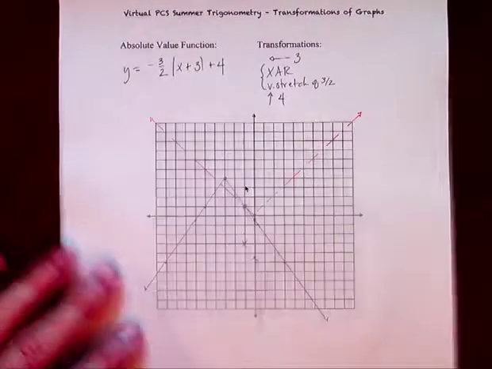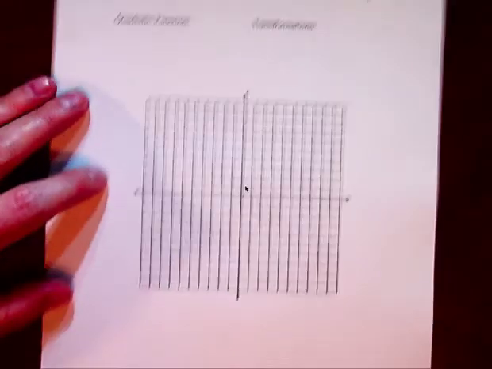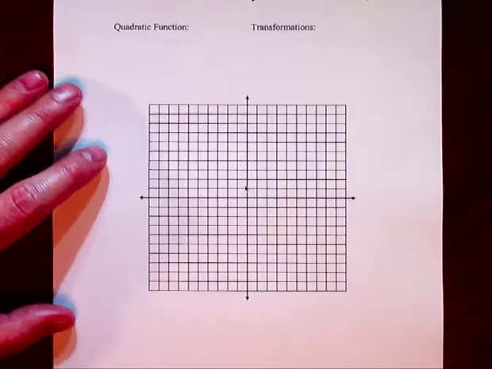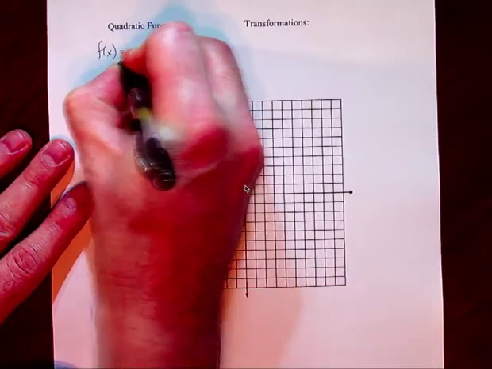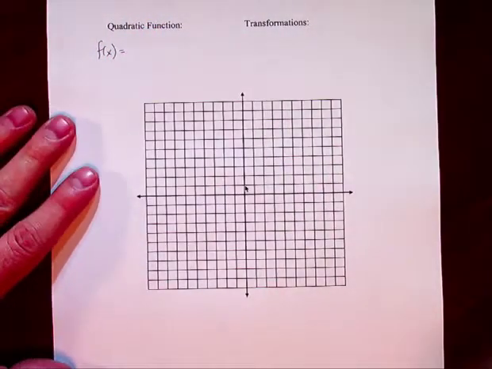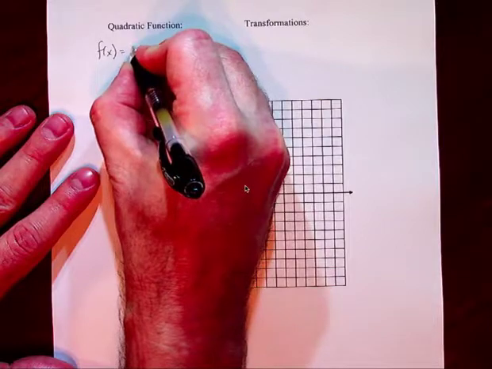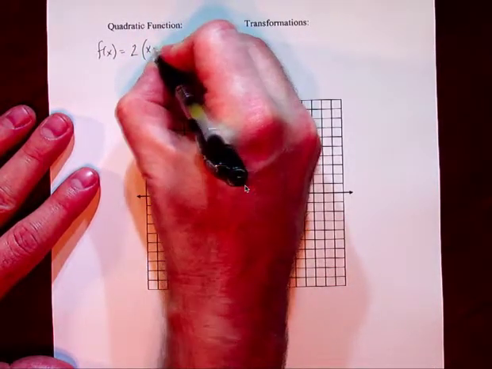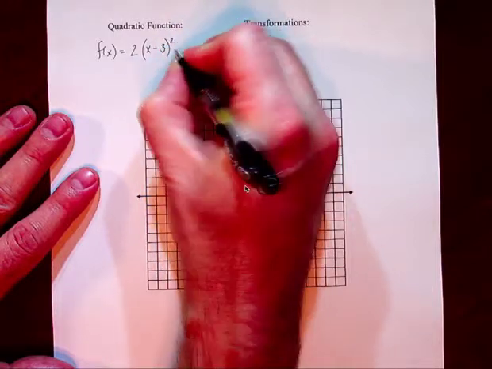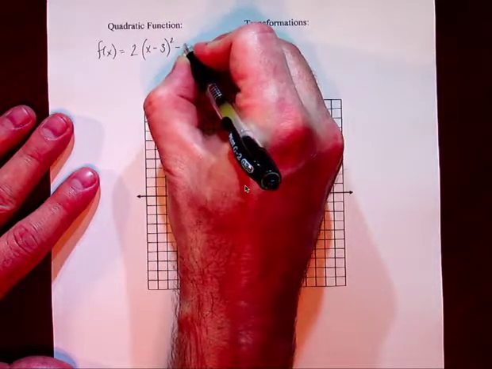Now let's go ahead and get a little more complicated by reminding ourselves how we do quadratics. Let's do f of x is equal to, oh, I don't know. Let's do 2(x - 3) squared minus 6. Okay.